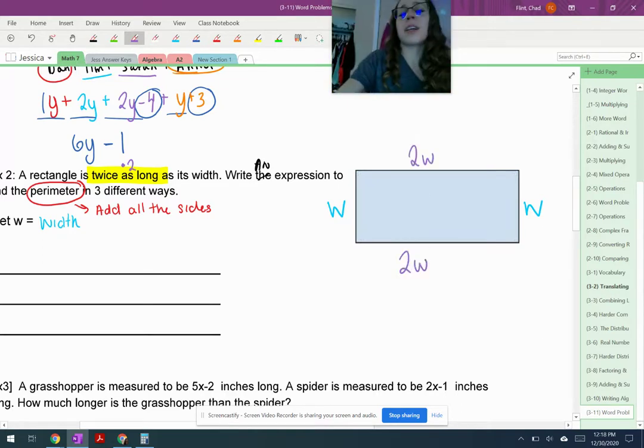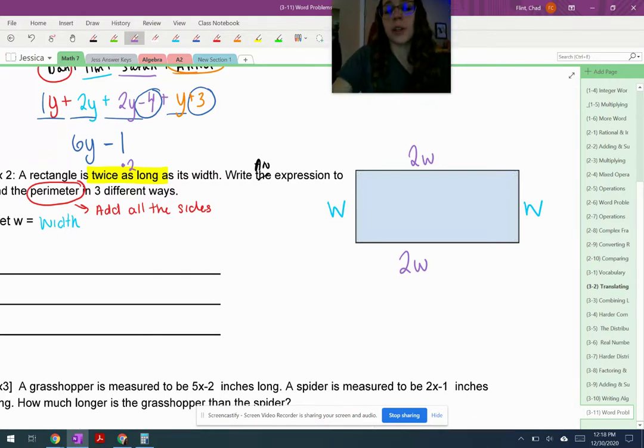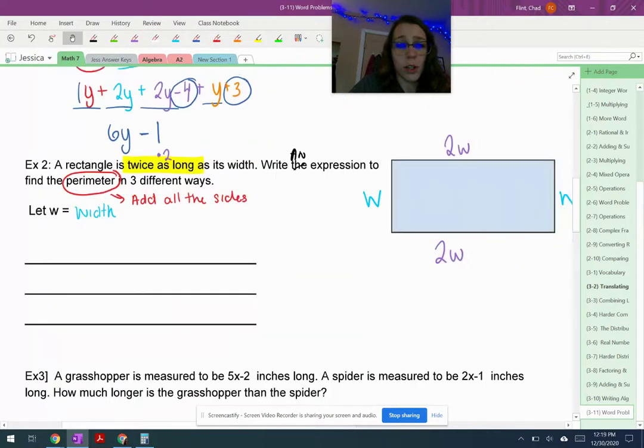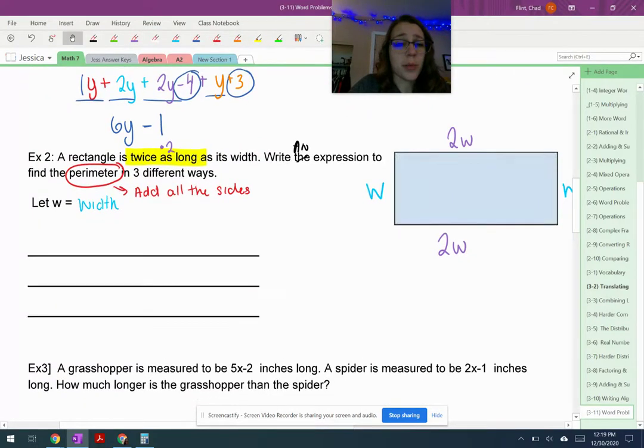Oh, and I know that in a rectangle, opposite sides are equal. So I know that both my lengths are 2W and both my widths are W. Yep. Okay. So write an expression to find the perimeter in 3 different ways.